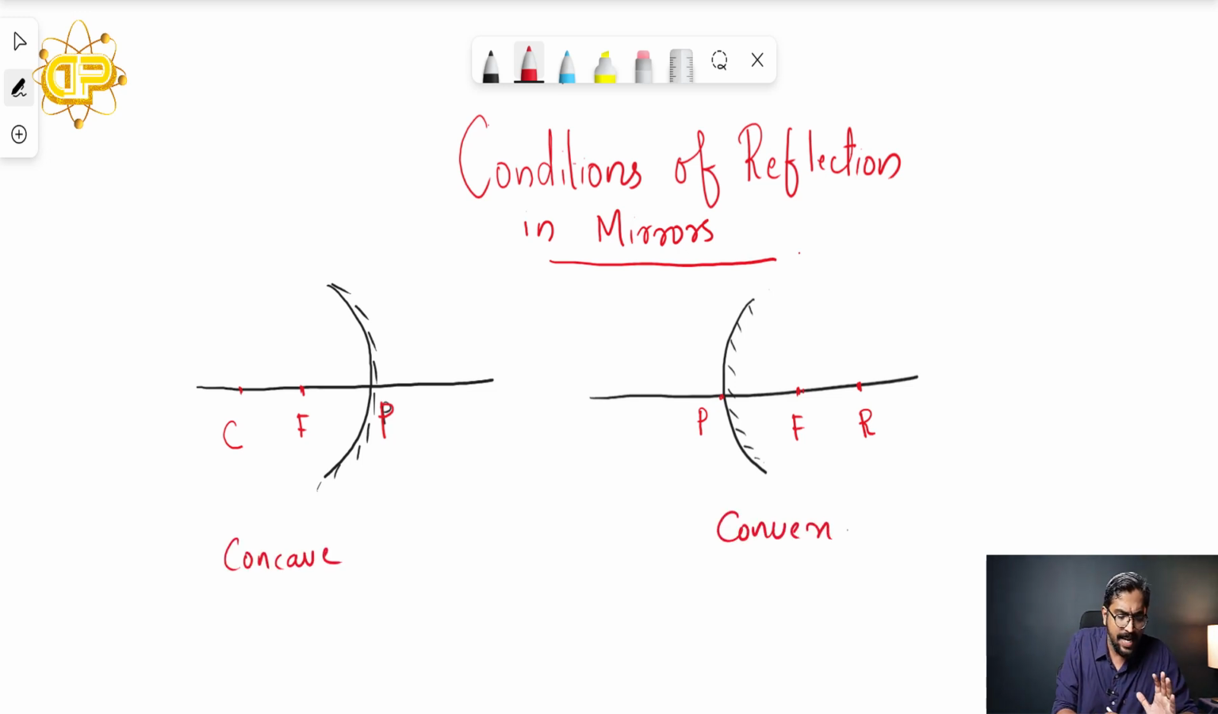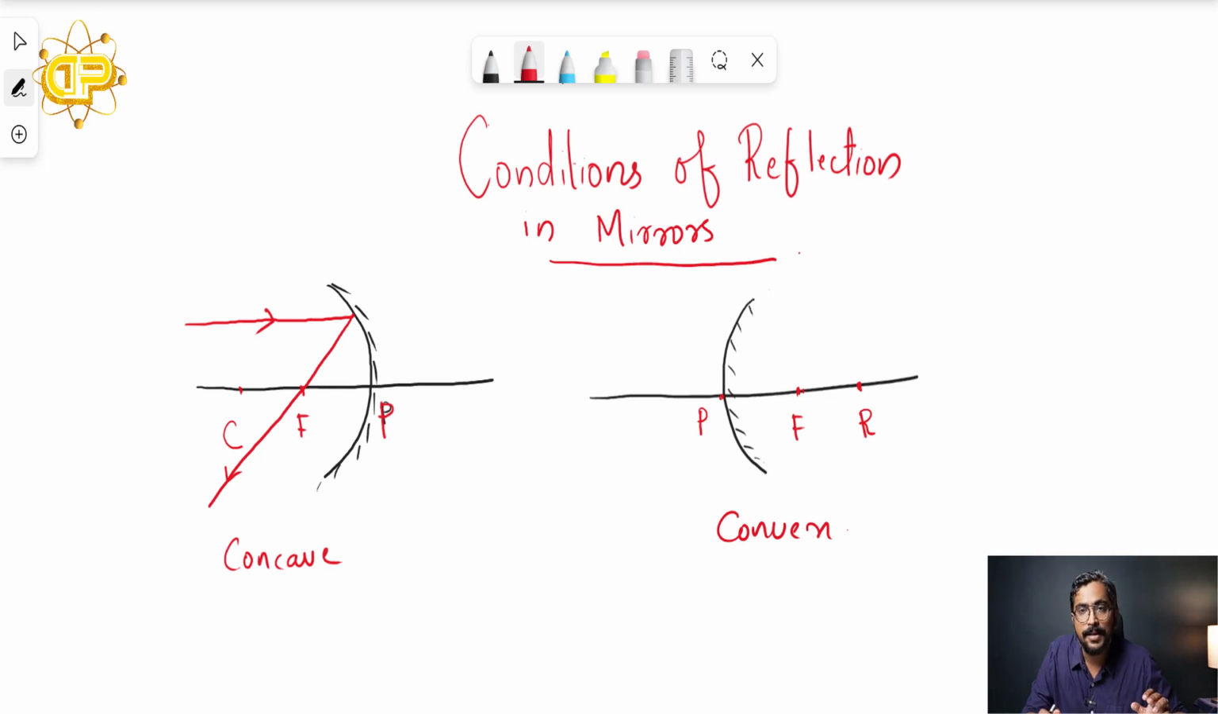Just imagine that you are passing a ray parallel to the principal axis. If a ray is moving parallel to the principal axis, then it will converge and definitely pass through a point on the principal axis, and that is nothing but the principal focus. That's about the ray which is passing parallel to the principal axis.